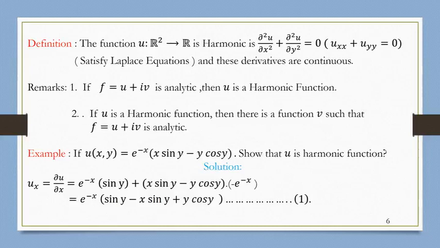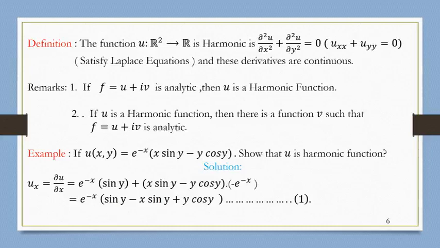So this is an example to illustrate this concept. We have the function u(x,y) equals e to the power minus x times (x sine y minus y cosine y). The question here is: show that u is a harmonic function. To apply this definition, we need to find the first partial derivative with respect to x and the second partial derivative with respect to x, then the first and second partial derivatives with respect to y, and after that find the sum of the two terms to see if it is equal to 0.